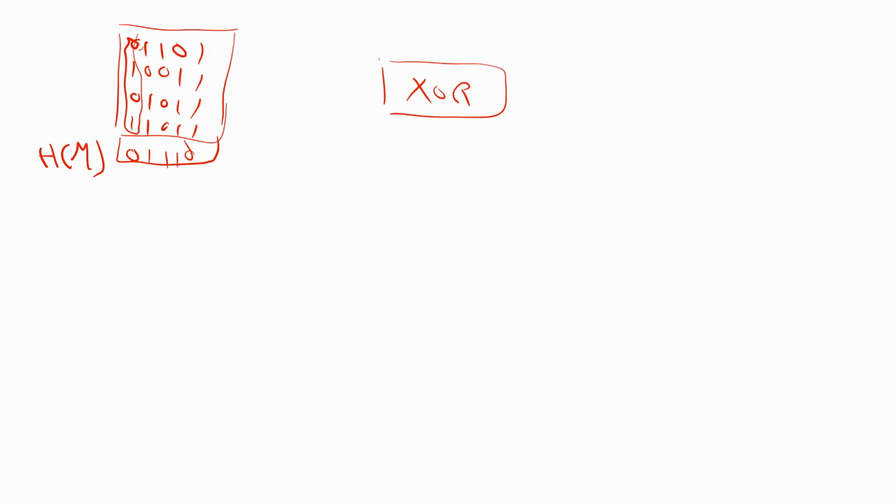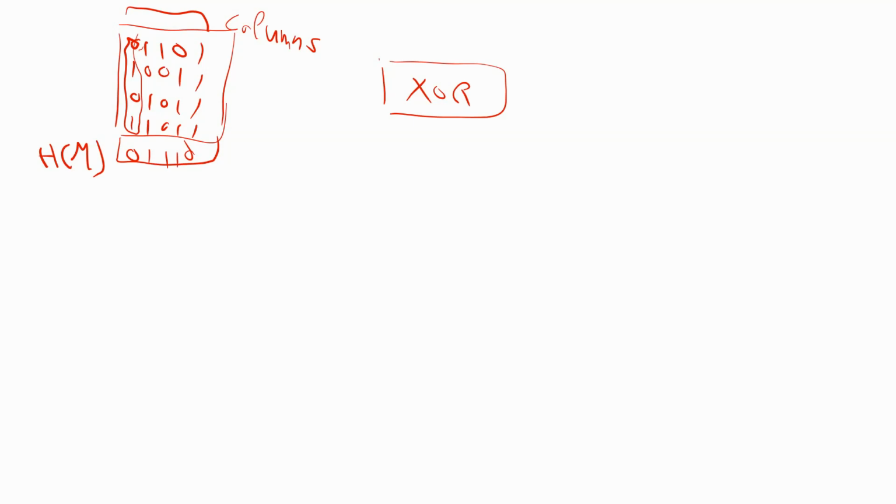And by the way, if you restrict the number of columns, then you would have a fixed size hash. Okay, if let's say we restrict in this case the number of columns to 5 columns, then you would have a fixed size hash. The hash is always 5 bits. Okay, but you can have an arbitrary number of rows, and so the input can be of arbitrary size.